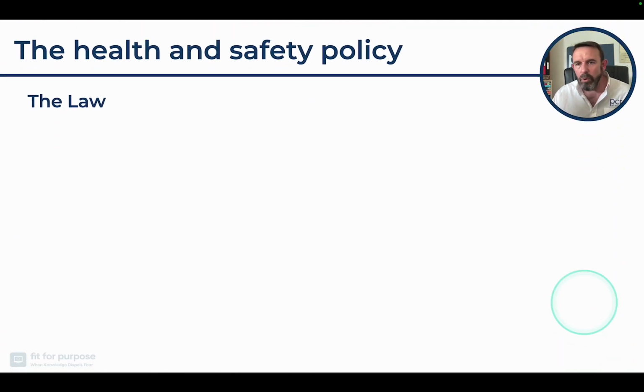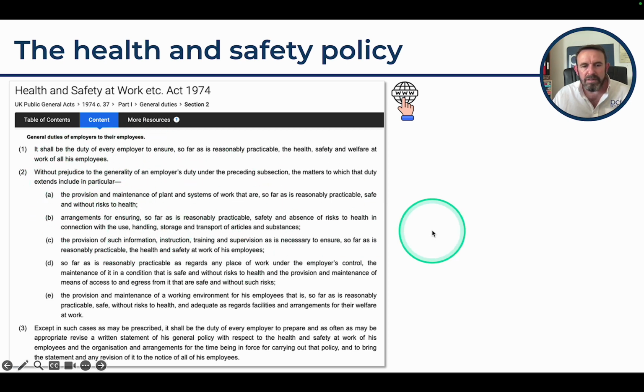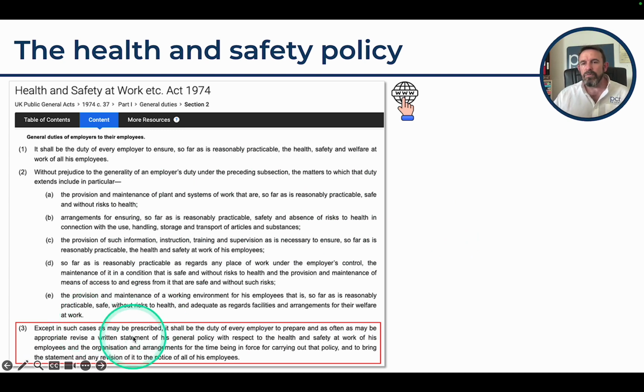Okay, so the law. It is the law, right? So the Health and Safety at Work Act 1974. And this is where it tells us that we must have a health and safety policy, except in such cases as may be prescribed, and that's actually the management regs. We have to prepare and revise a written statement of the general policy with respect to the health and safety of work. And the organisation, that's basically the responsibility section, and arrangements, that's the arrangement section, for bringing that into force and let the employees know about it.